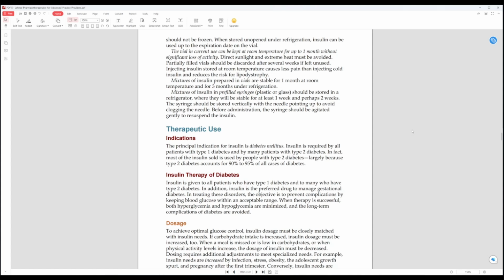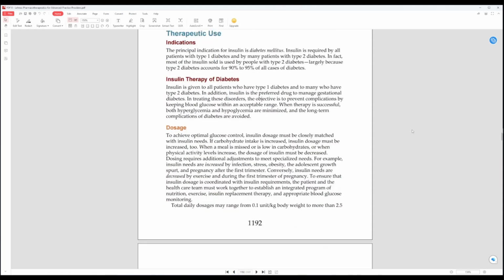Its therapeutic use, however. Indications. The principal indication for insulin is diabetes mellitus. Insulin is required by all patients with type 1 diabetes and by many patients with type 2 diabetes. In fact, most of the insulin sold is used by people with type 2 diabetes, largely because type 2 diabetes accounts for 90 to 95% of all diabetes cases.